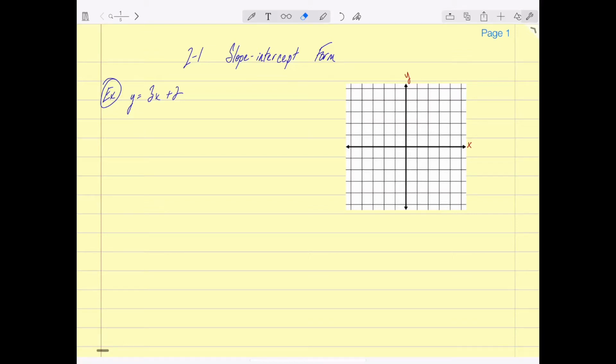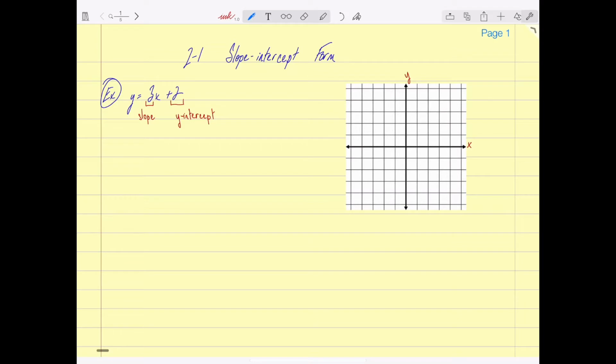2.1, or 2-1, which is slope-intercept form. So we're going to be given the equation of a line in slope-intercept form. In this case, we have 3x plus 2, and each of those numbers represents something. So the 2 is our y-intercept, that's where the function crosses the y-axis. The 3 is the slope.